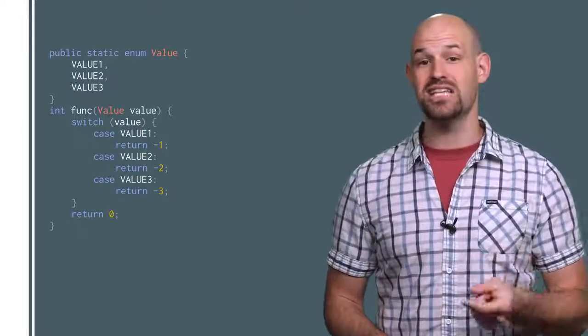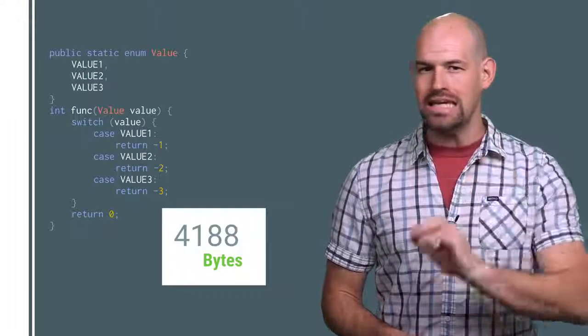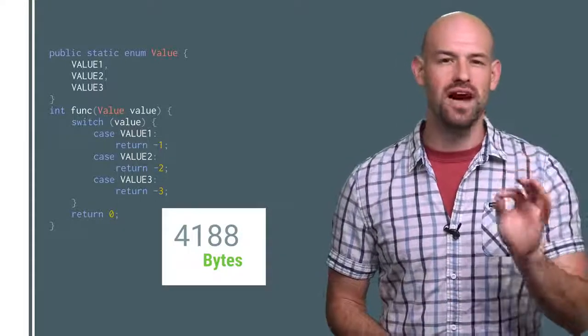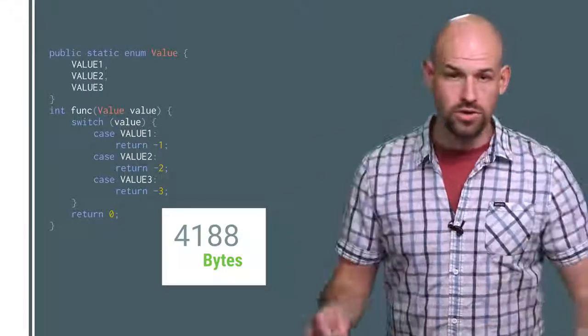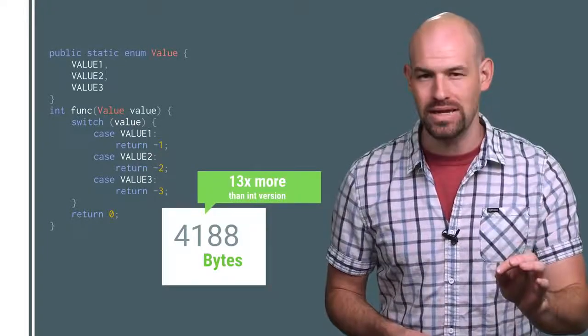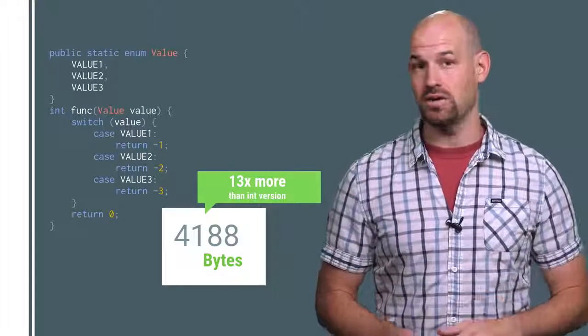Now, for comparison, let's take the same base application, but implement it with enums instead of integers. The result here is a DEX file of 4188 bytes. So, adding a single enum to this code has added an extra 1632 bytes to the final DEX size, or for those of you who are super fancy with math, about 13x more memory than the int version. This, of course, bloats your DEX file, which eats away at your heap space.